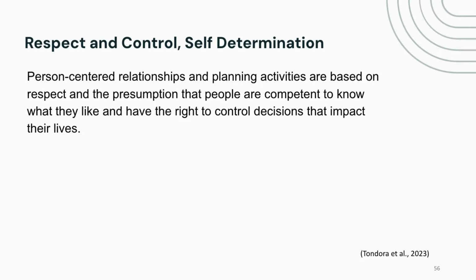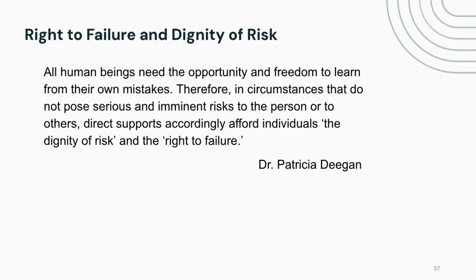A PCRP process is strengths based and it's also empowering. People have a right to control decisions that impact their lives. Relationships and planning are based on respect and the presumption that people are competent to know what they like and have a right to control decisions that impact their lives. One of the central shifts in focus is this idea that each person has that right to learn and grow, to make mistakes, to take risks. To change, to evolve, one must try new things and risk some degree of failure.